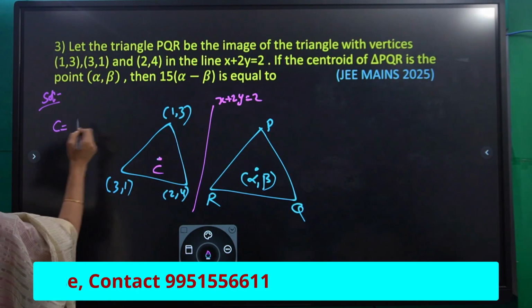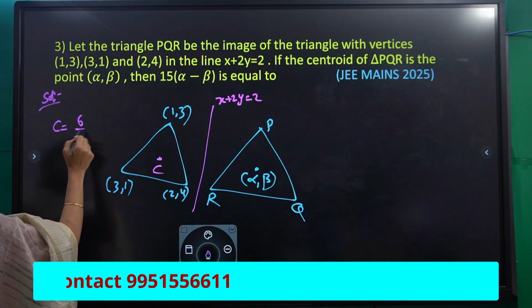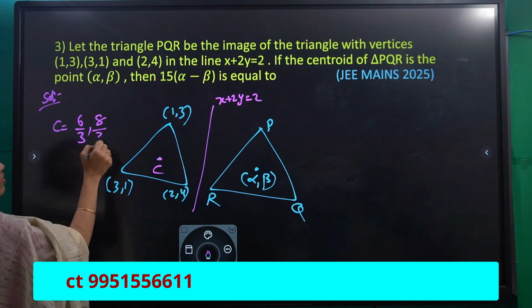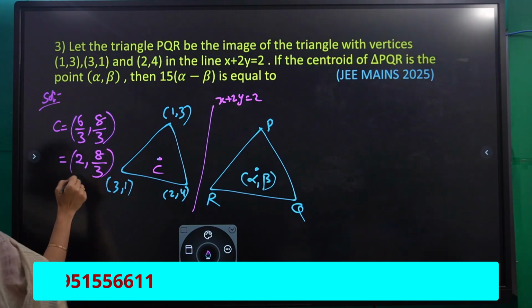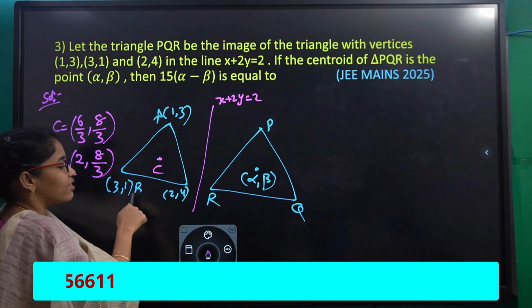So what is the centroid of this triangle? The centroid is (x1 plus x2 plus x3) by 3, which is (1 plus 3 plus 2) by 3, how much? 6 by 3. And (y1 plus y2 plus y3) by 3, which is 8 by 3, right? So it is (2, 8 by 3). This is the centroid of the first triangle. You can take this triangle as A, B, C.